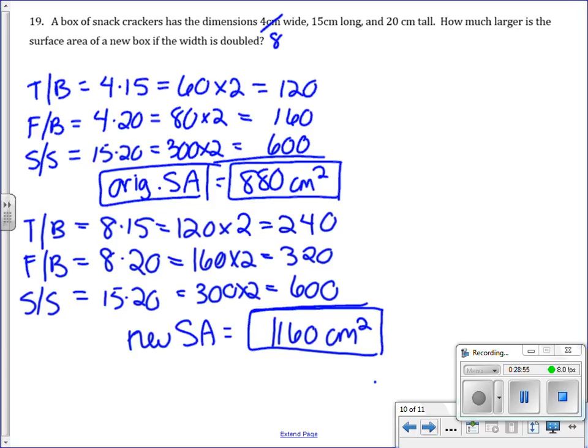So you can see that when you try to do the math, just because we doubled the width, it doesn't double my surface area. It doesn't have the same correlation as volume does when we do that. So this is all I need to do for my work on that.